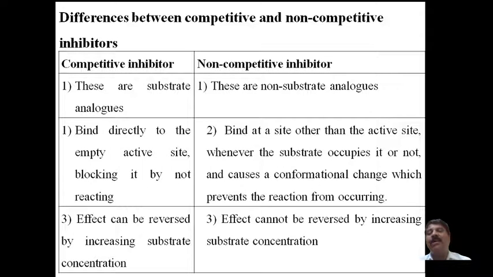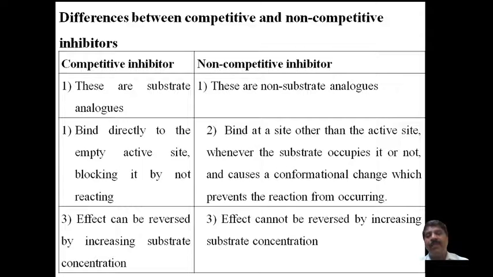These are substrate analogs and these are non-substrate analogs. It means the structure of the inhibitor is exactly similar to the structure of the substrate molecule, therefore substrate analog. Here, in the non-competitive inhibitor, the inhibitor does not have a structure similar to the substrate molecule. Hence it is called a non-substrate analog. Then the second one: it binds directly to the empty active sites.